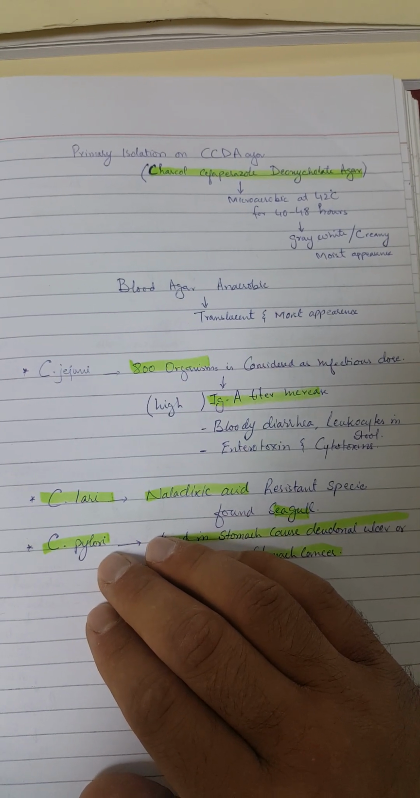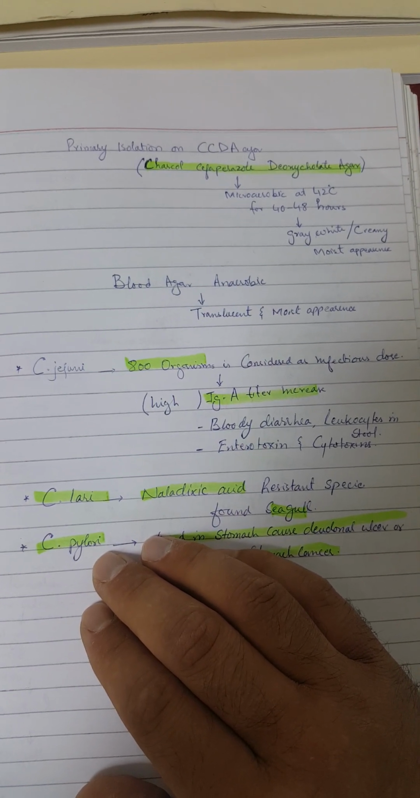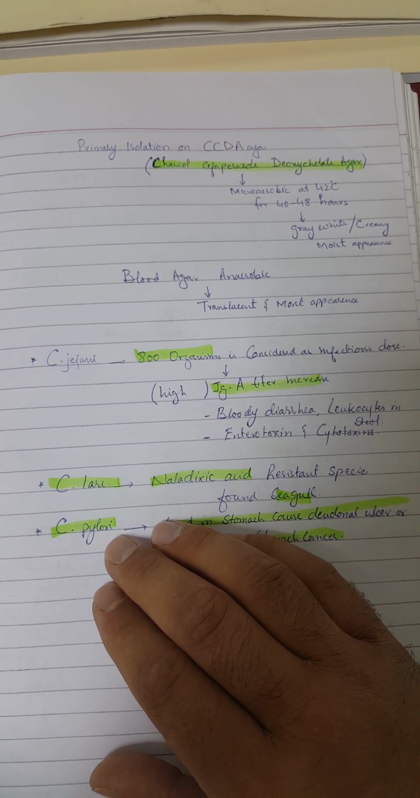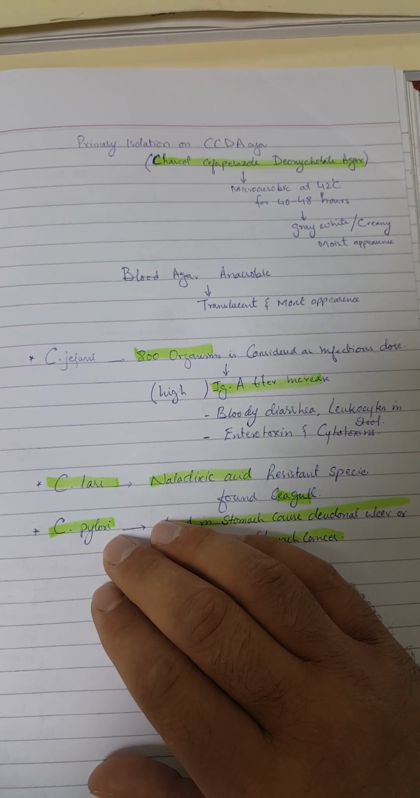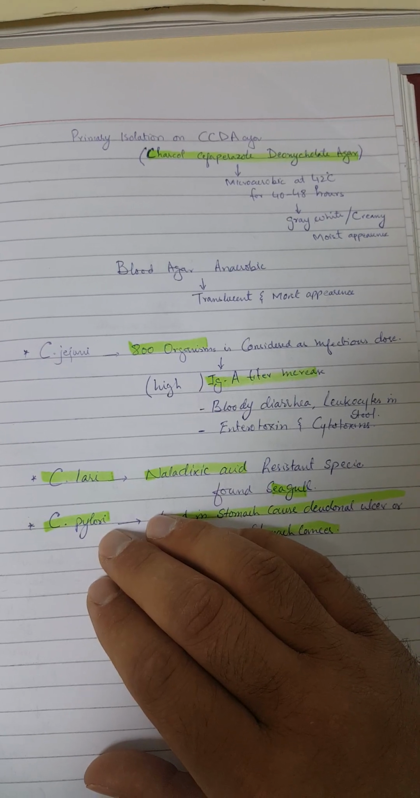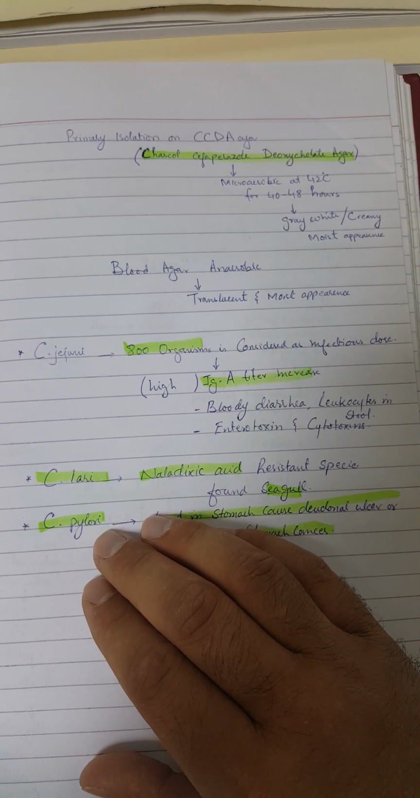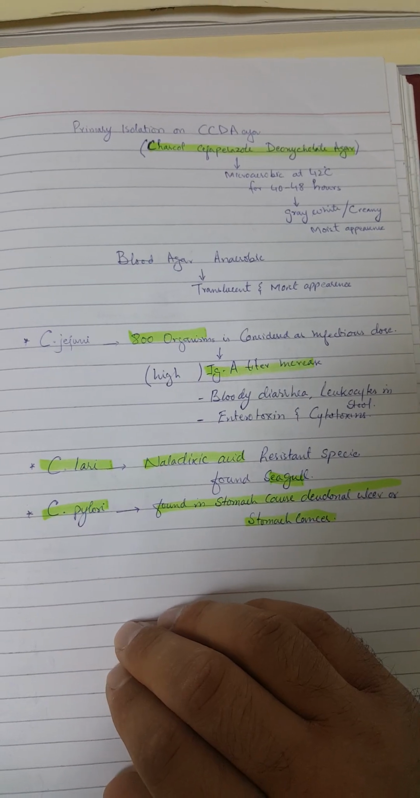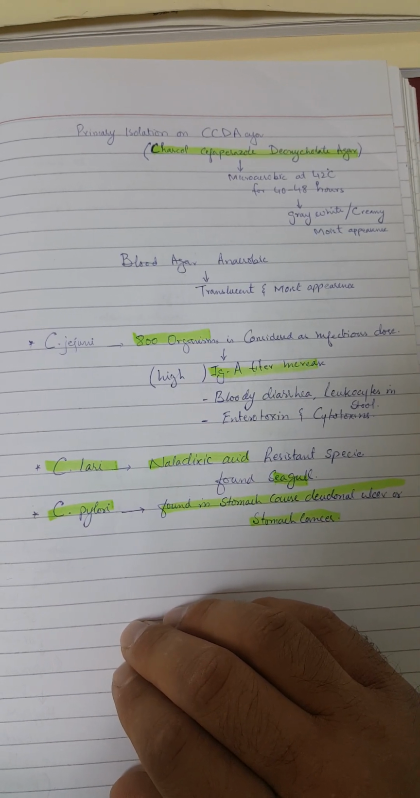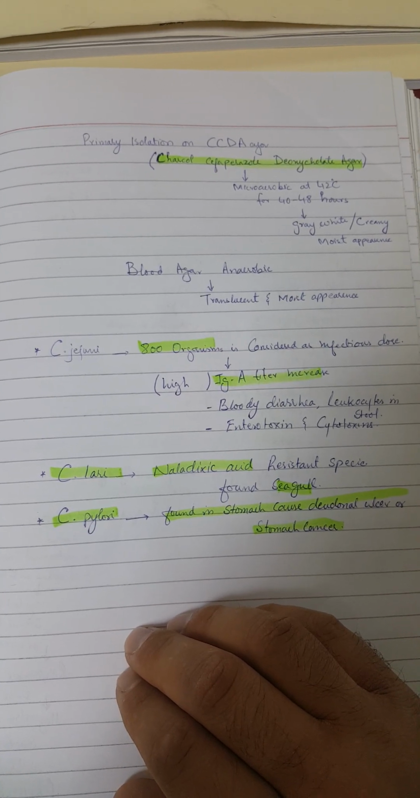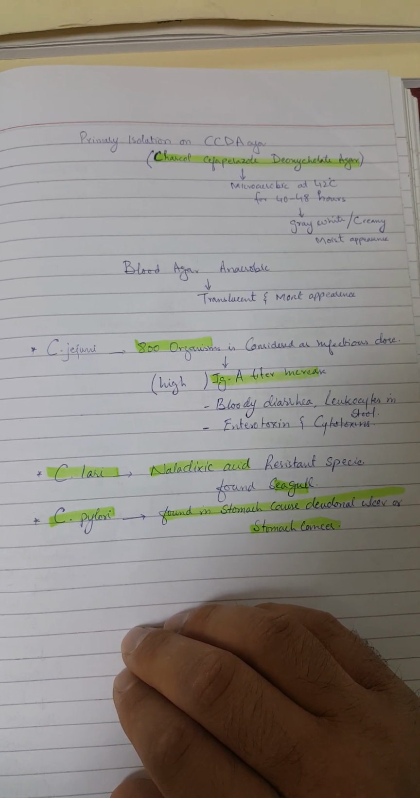800 organisms is considered an infectious dose. In infection with C. jejuni, there is a high titer of IgA, bloody diarrhea, leukocytes in the stool, and enterotoxins and cytotoxins in the stool also. Campylobacter lari is a uric acid resistant species from seagulls, and H. pylori is found in the stomach, causing duodenal or stomach ulcer.